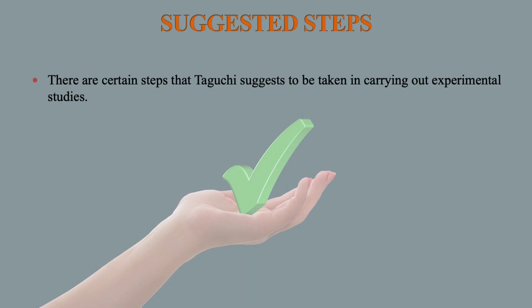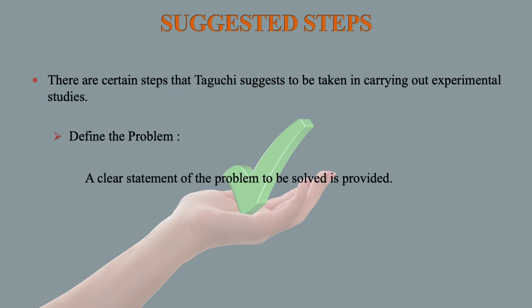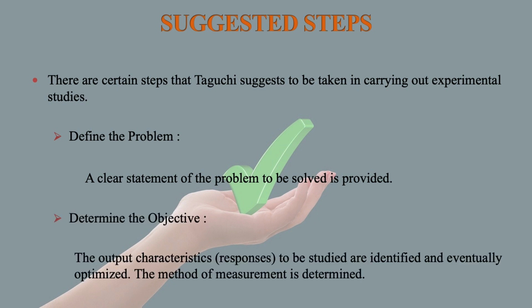Suggested steps for conducting Taguchi's design of experiments. There are certain steps that Taguchi suggests to be taken in carrying out experimental studies. Define the problem. A clear statement of the problem to be solved is provided. Determine the objectives. The output characteristics to be studied or identified and eventually optimized. The method of measurement is determined.